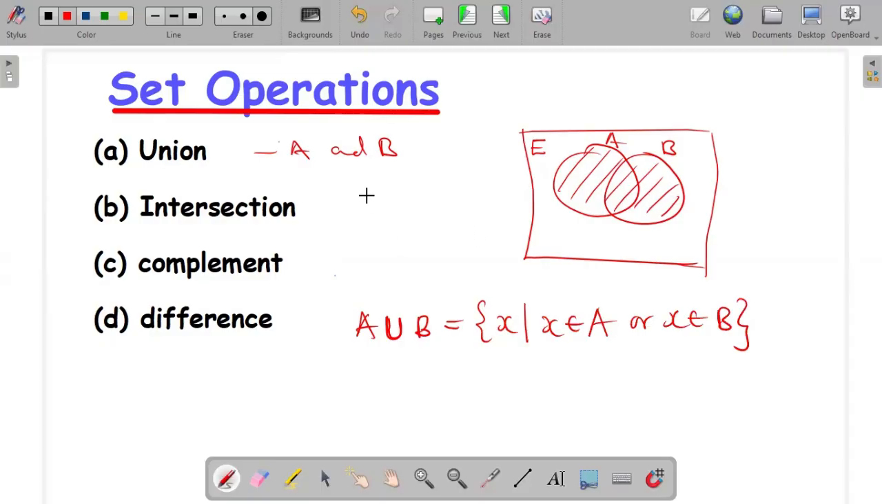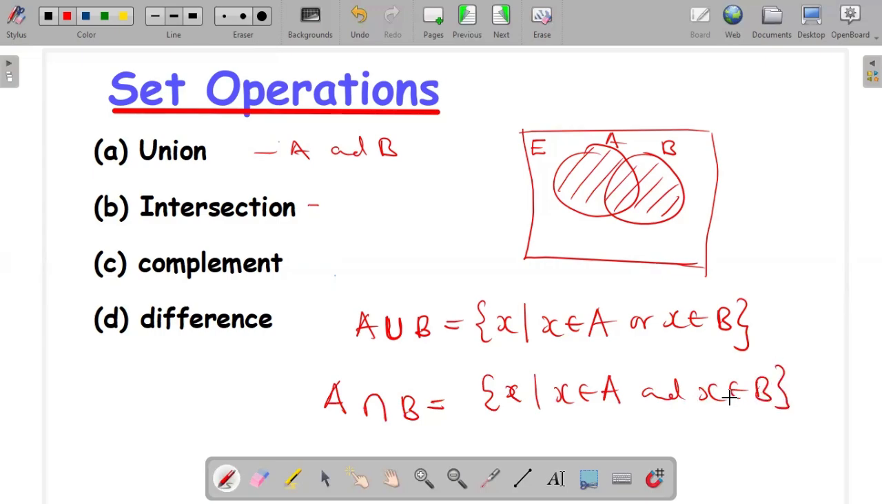Okay, we're moving on to intersection. So A intersection B is represented with a symbol more like an upside-down U. This is a set of x such that x is a member of A and x is a member of B. So this means that x is in A and is in B.